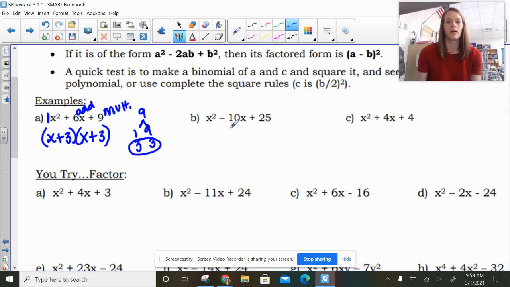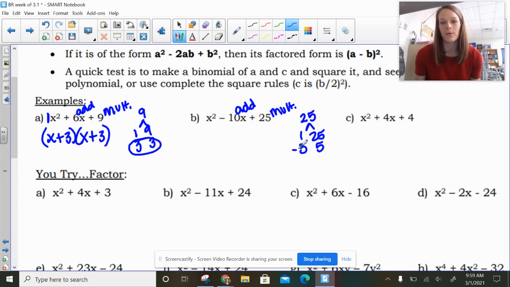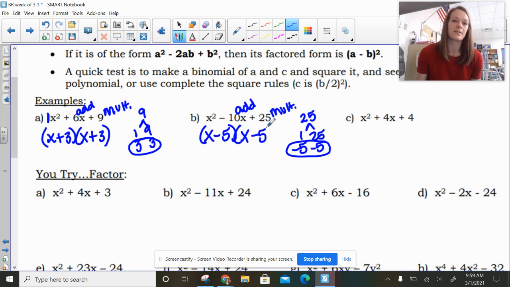All right, so again here, it's got to multiply to give me a 25 and add to give me a negative 10. Things that multiply to give you 25 are 1 and 25, and 5 and 5. I want a 10, but I want a negative 10. In order to get a negative 10 with both of these, they would both have to be negative, and so that'll be x minus 5, x minus 5.